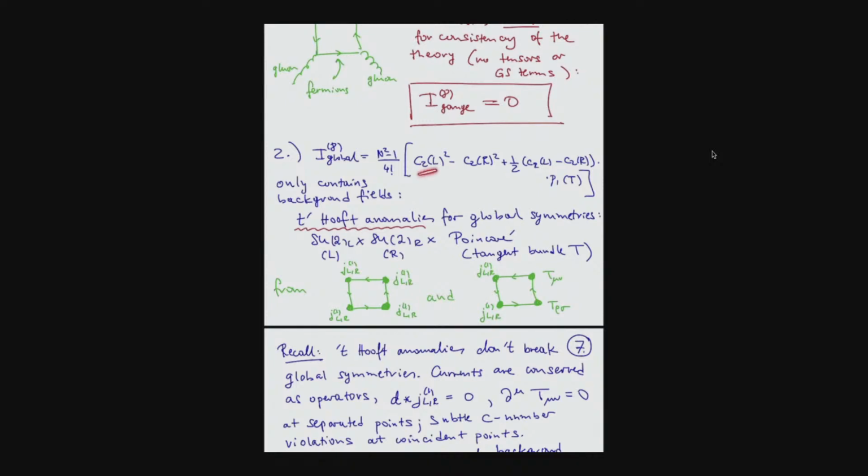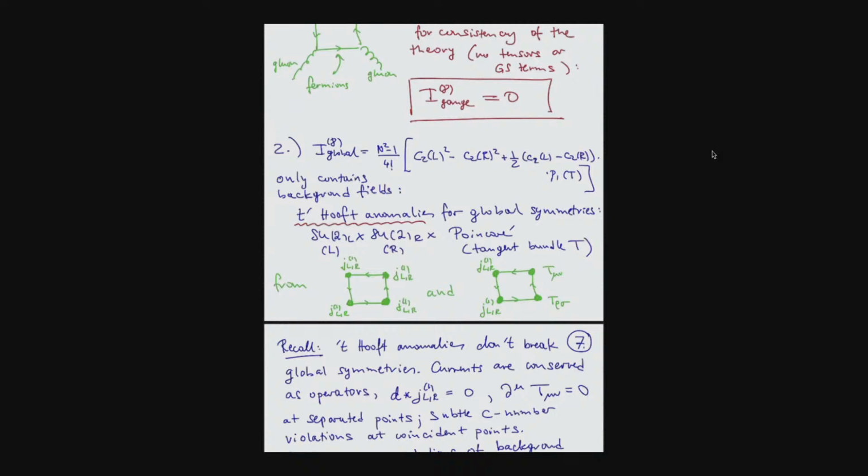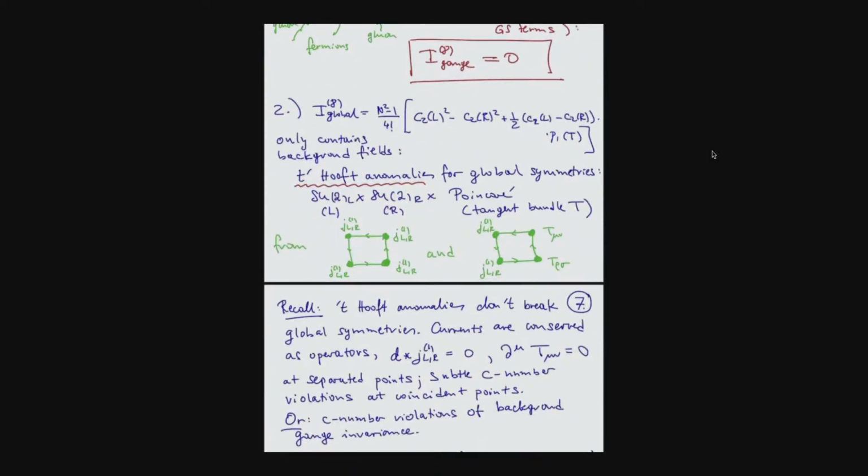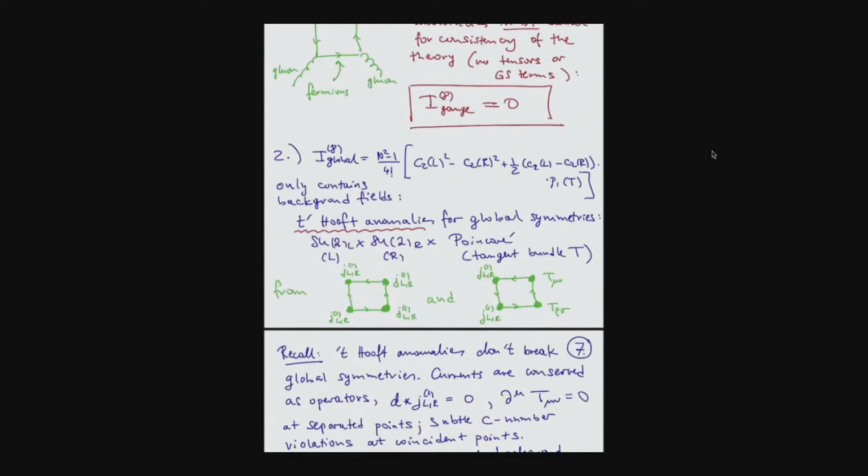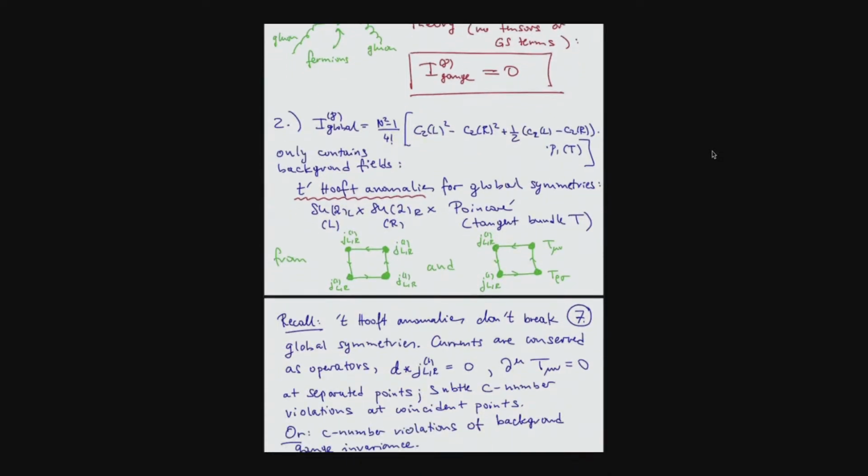So here, for example, c2 left is the second Chern class for the SU(2) left, and similarly for c2 right, and p1 is the first Pontryagin class for the tangent bundle. So here I get some nice characteristic classes in terms of the background fields. And anomalies associated to such terms in the anomaly polynomial, which only contain background fields, are now often called 't Hooft anomalies for the global symmetries of the theory. So the global symmetries are the SU(2) left and SU(2) right R-symmetries and the Poincaré symmetry.